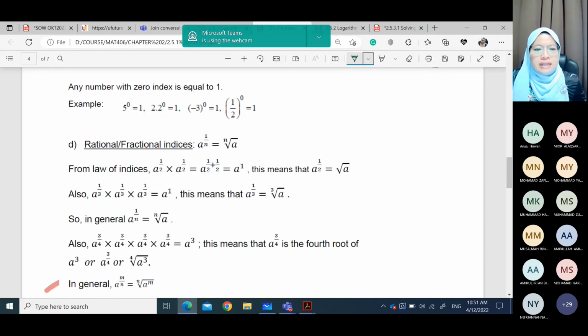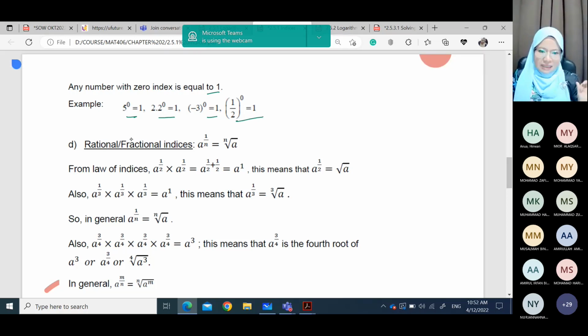So, any number with zero index is equal to 1. So, 5 to the power of 0 is 1, 2 point something to the power of 0 is 1, negative something to the power of 0 is also 1. Pendek kata, semua nombor yang kuasa dia kosong adalah 1. Right? Okay, so next we look at rational or fraction index.